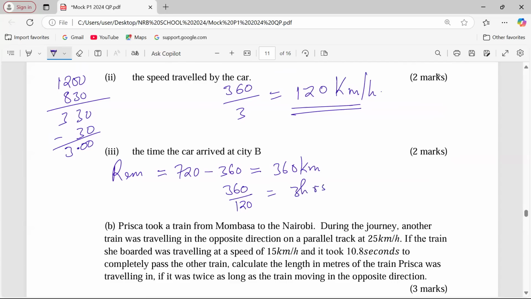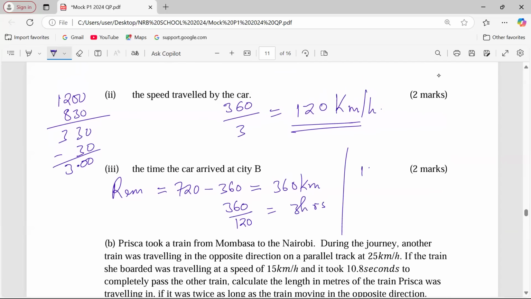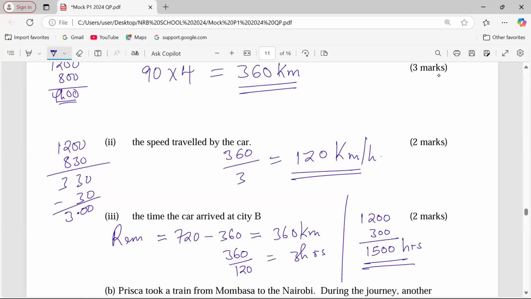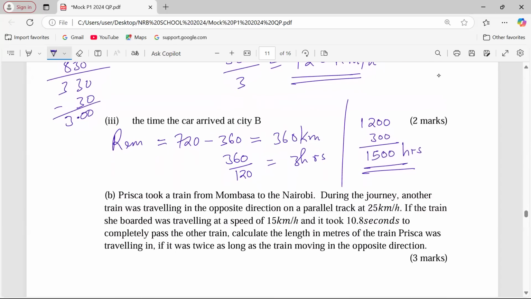And assuming there will be no stoppages again, it's now 12:00 hours, and we are adding 3:00 hours. That means it will be arriving at 15:00 hours. This is the time of the day the car is going to arrive. So we are done with the first 7 marks of this question.